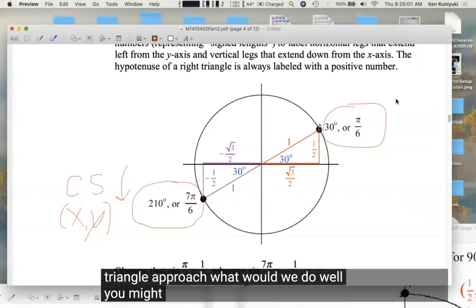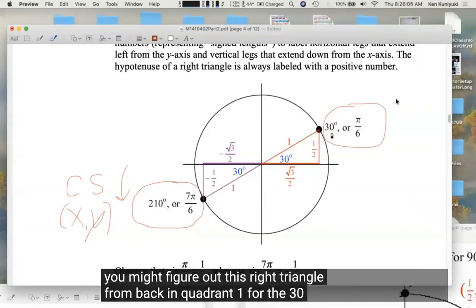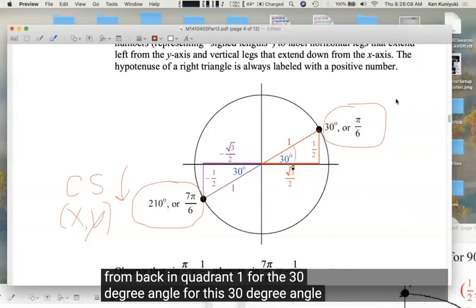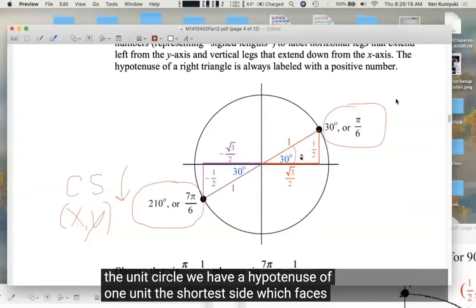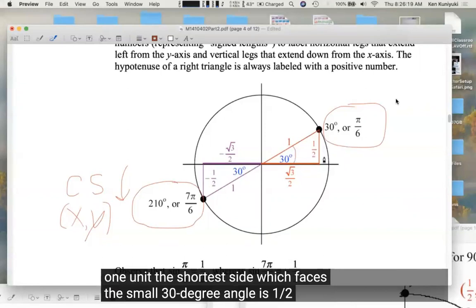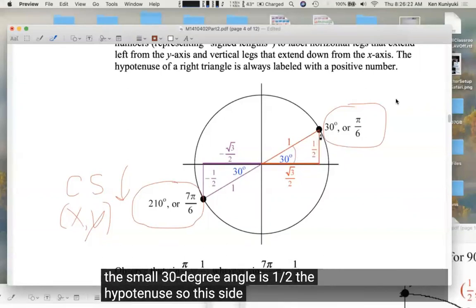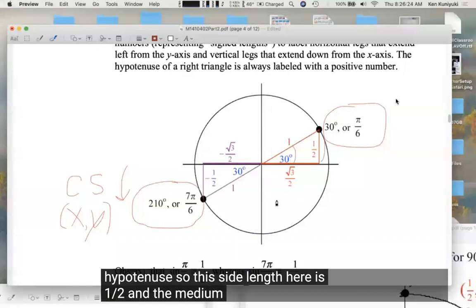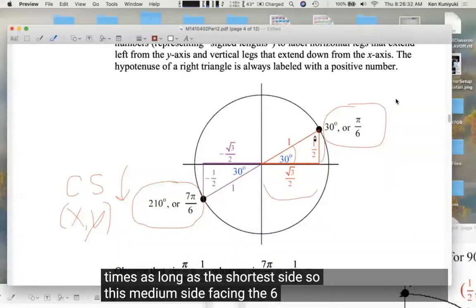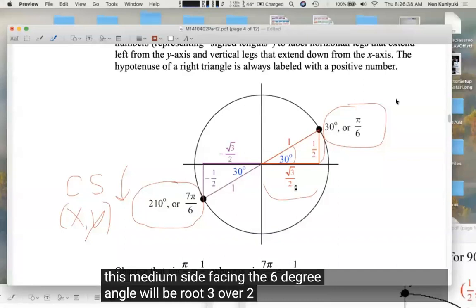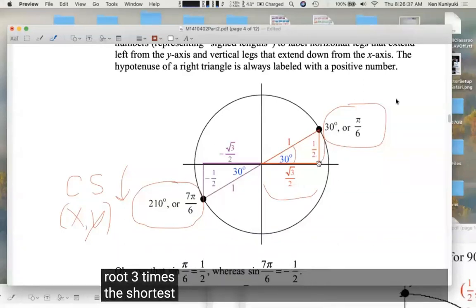Well, you might figure out this right triangle from back in quadrant 1 for the 30-degree angle. For this 30-degree angle, on the unit circle, we have a hypotenuse of 1 unit. The shortest side, which faces the small 30-degree angle, is half the hypotenuse. So this side length here is 1/2. And the medium side here is root 3 times as long as the shortest side. So this medium side facing the 60-degree angle will be root 3 over 2, which is root 3 times the shortest side, 1/2.